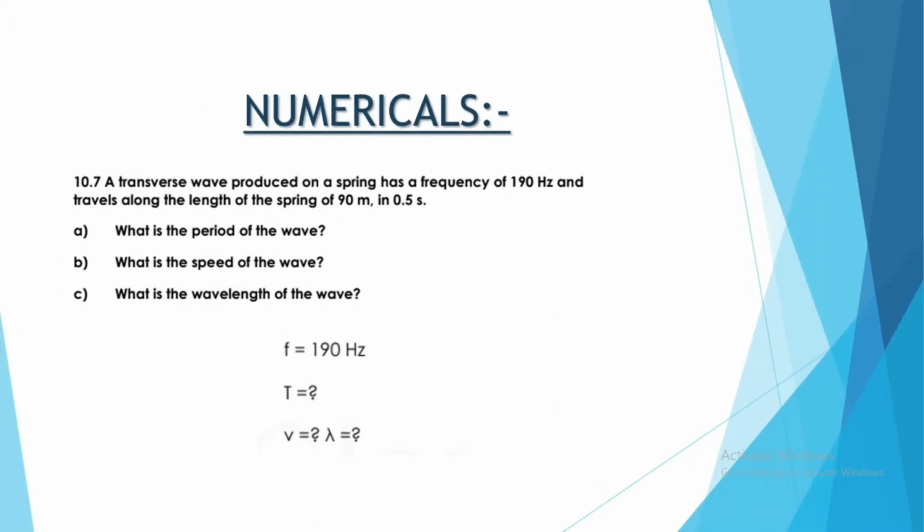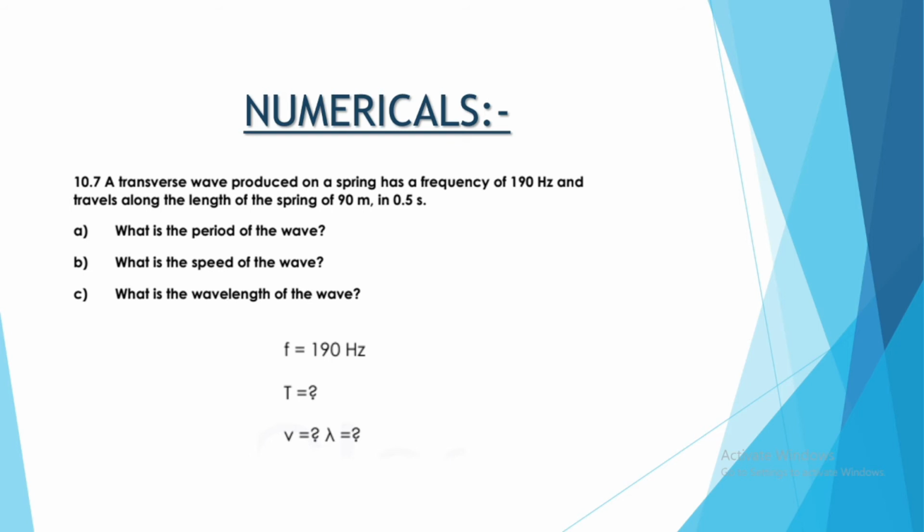Moving on to the next numerical, 10.7. A transverse wave produced on a spring has a frequency of 190 Hz and travels along the length of the spring of 90 meters in 0.5 seconds. What is the period of the wave? What is the speed of the wave? And what is the wavelength of the wave?